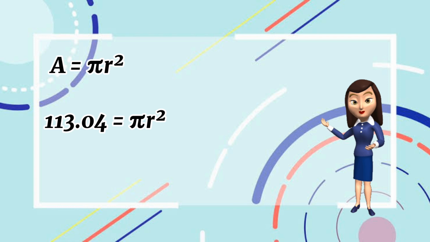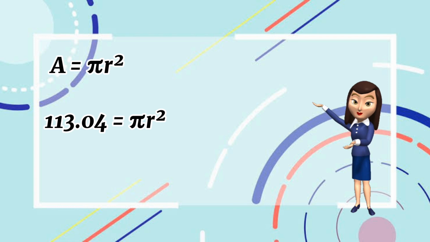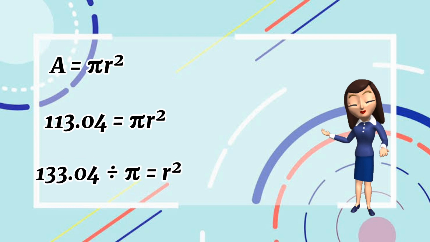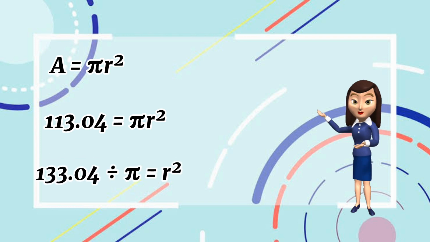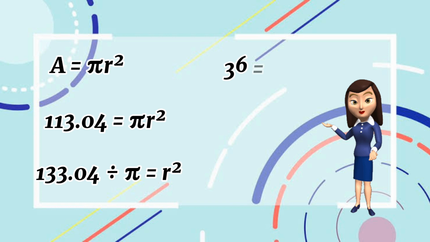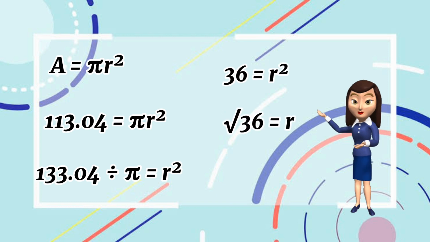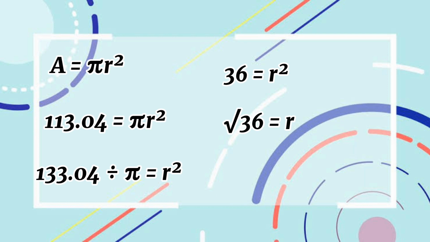To solve this problem, we need to isolate the variable r. First, we divide both sides by pi, or 3.14. Then, to remove the exponent, we take the square root of both sides. Square root is a number that, when multiplied by itself, gives the number shown. We know that 6 is the square root of 36 because 6 times 6 equals 36.